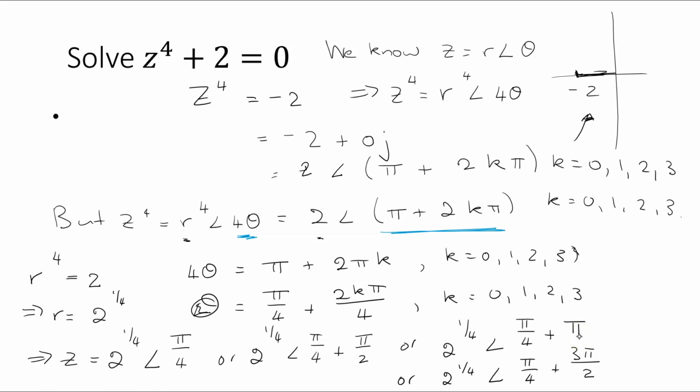Okay, if you were to draw it, I've run out of space, but if you were to draw it, it's got 4 roots. So the first one would be there, that angle would be pi by 4, and that length would be 2 to the power of a quarter. There's another root, another root, another root, because they're all 90 degrees apart.